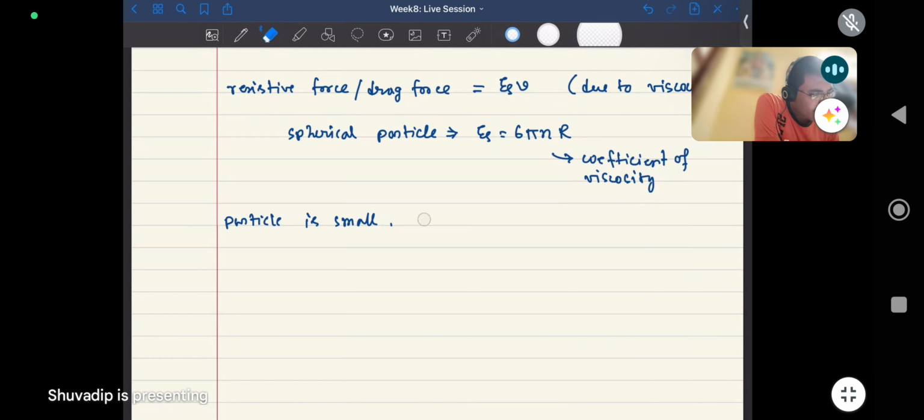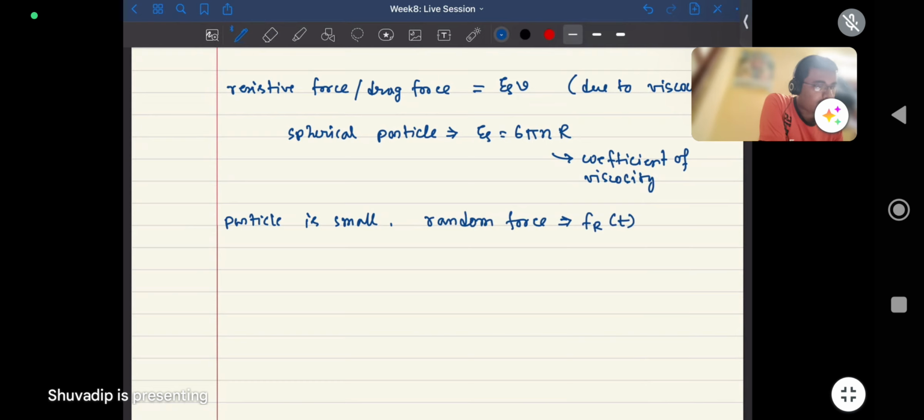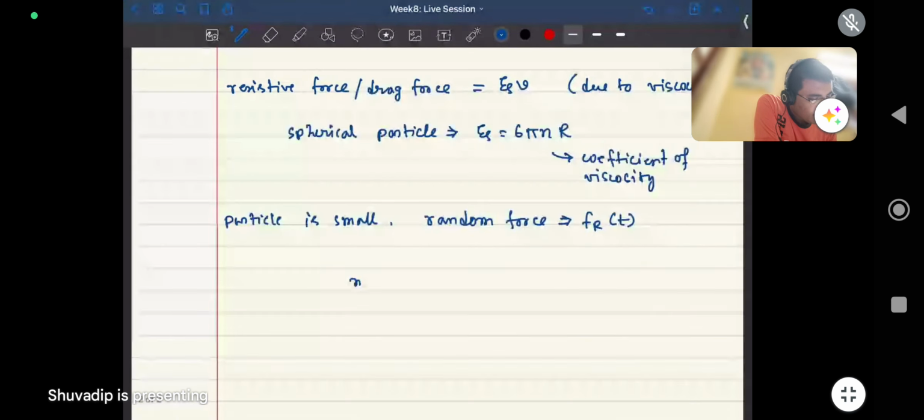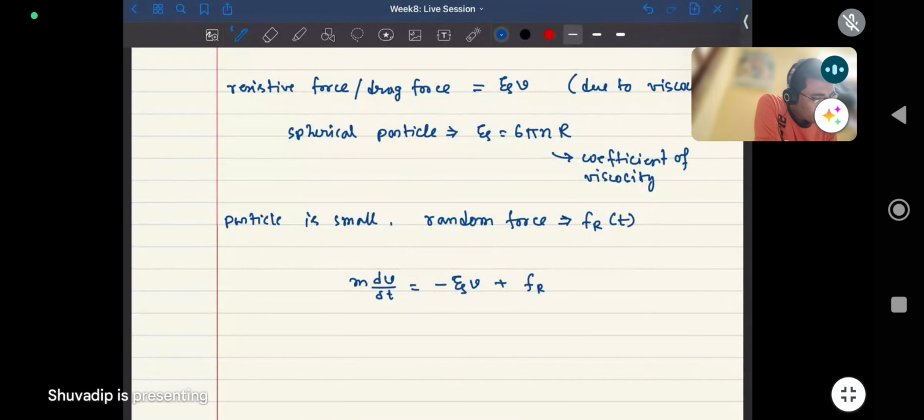The random force we will write as f_r(t). So these are the two forces acting on the particle. The equation of motion becomes m dv/dt, mass times acceleration, equal to minus xi v plus the random force f_r(t). Now there is a minus sign in front of xi v because it always acts opposite to the direction of velocity. If I am trying to move along the positive x direction, the viscous drag or whatever drag in the medium will act in the negative x direction. It will try to stop me. So there is a minus sign.